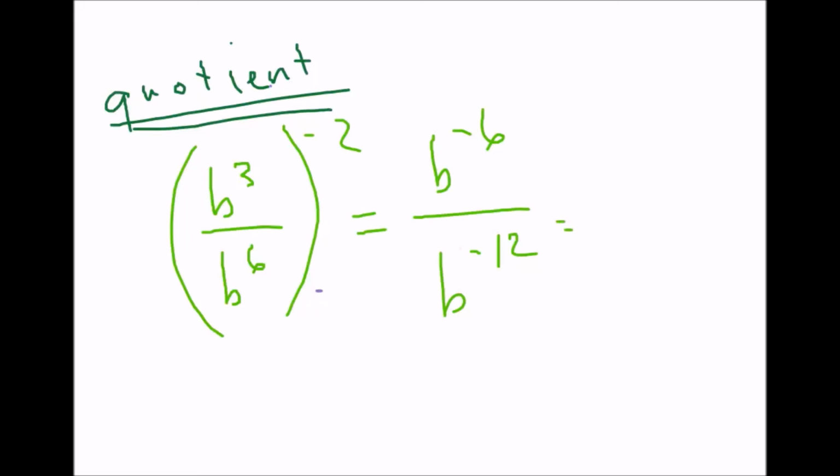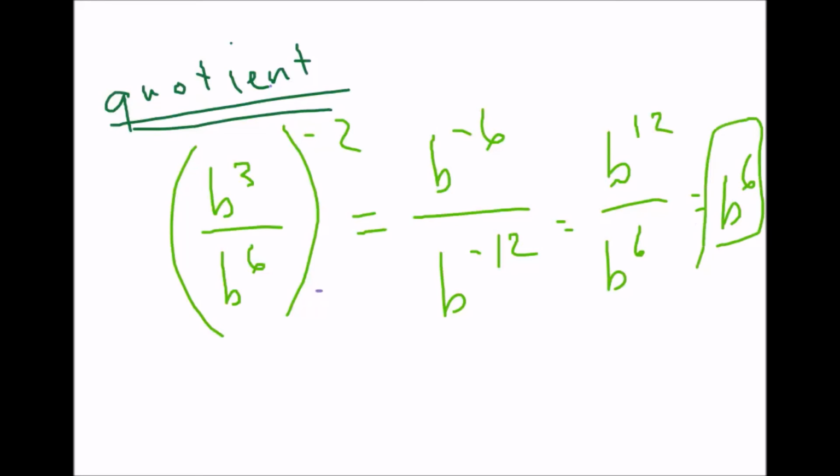Then we're going to flip those signs, because if it says negative, it's yelling at you to put it on the other side. So b to the 12 over b to the 6. Subtract those, 12 minus 6, to get b to the 6th. And that's your final answer.